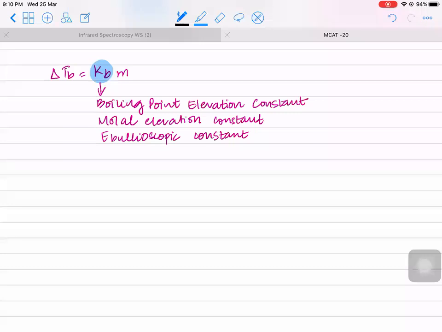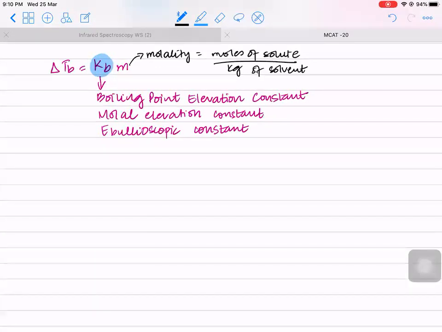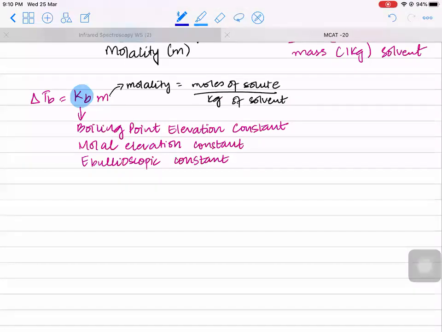You know that m is molality, which is basically moles of solute per kilogram of solvent. Right? When we're taking solute and solvent, there are two components in a solution. If I say n1, this is basically the moles of solvent, and the second component is always the solute. The first component is the solvent, the second component is the solute.